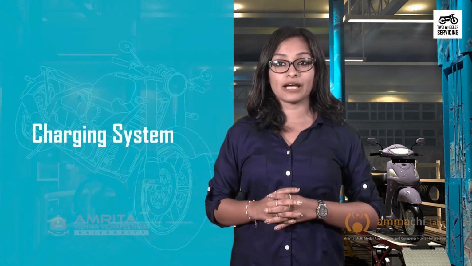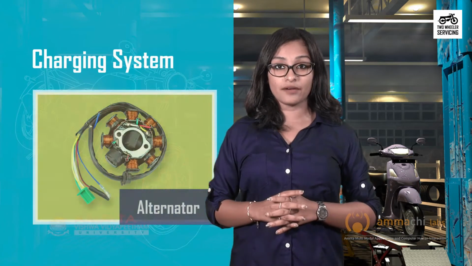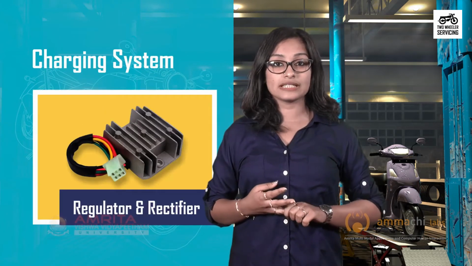The charging system generates electricity to recharge the battery and run other electrical components like starter, various lights, and horn. The main components of a charging system are alternator, regulator, and rectifier.